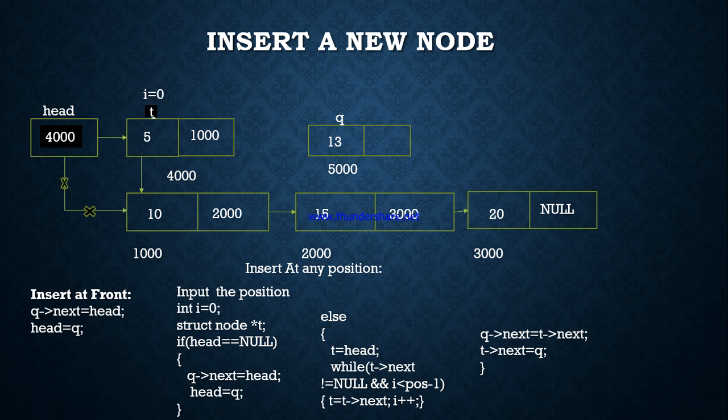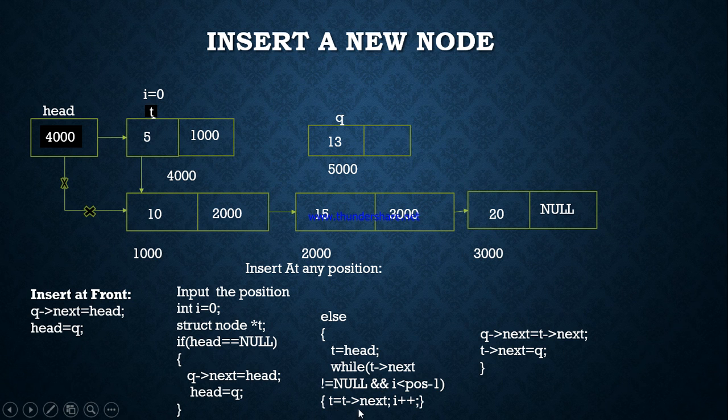So now first our logic is that I value is 0, I equals 0. Now we will check in this way. T of next not equal to null. T points this node which is created on 4000. So T of next is what value? 1000. 1000 is the T of next value. So T of next not equal to null. First condition is true, and the next condition is I less than pos minus 1. Now I value is 0, pos value is 2. So 0 less than 2 minus 1 is 1. So 0 less than 1. So both conditions are true. So what will we do?